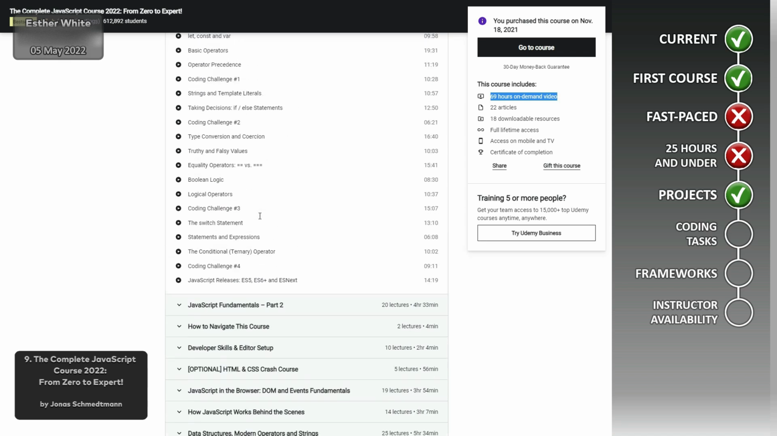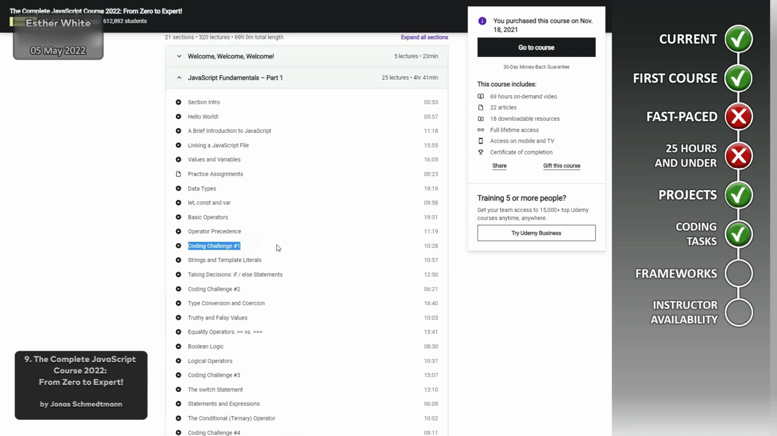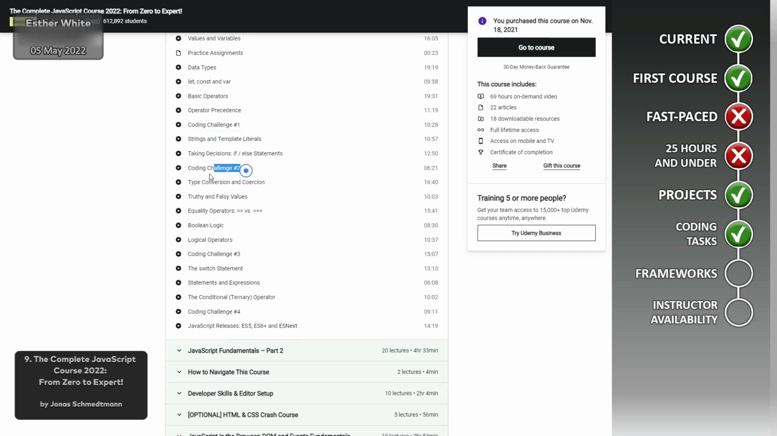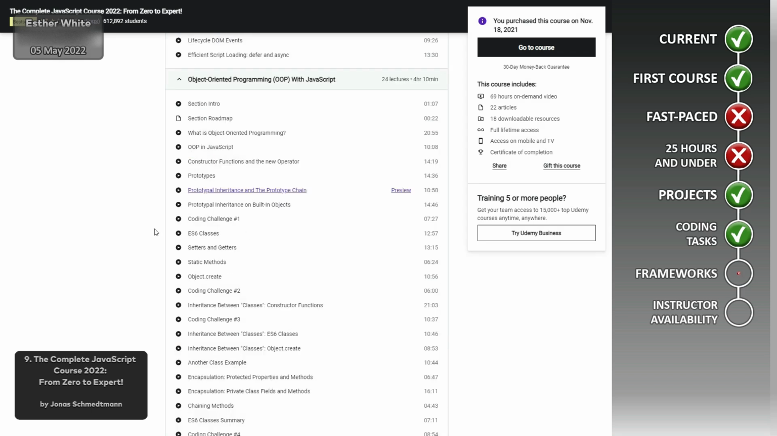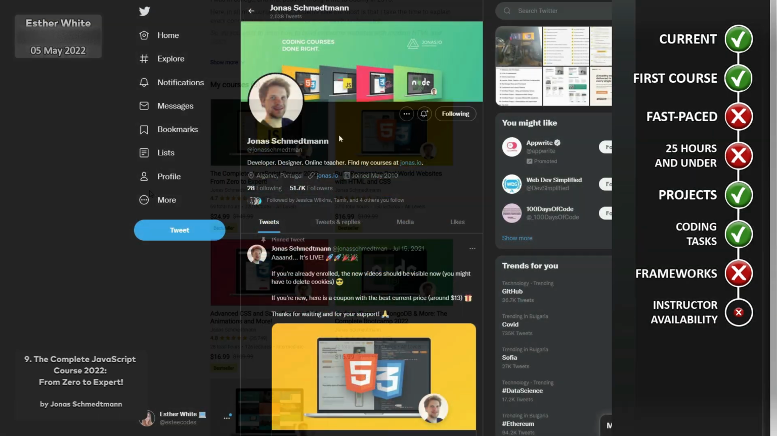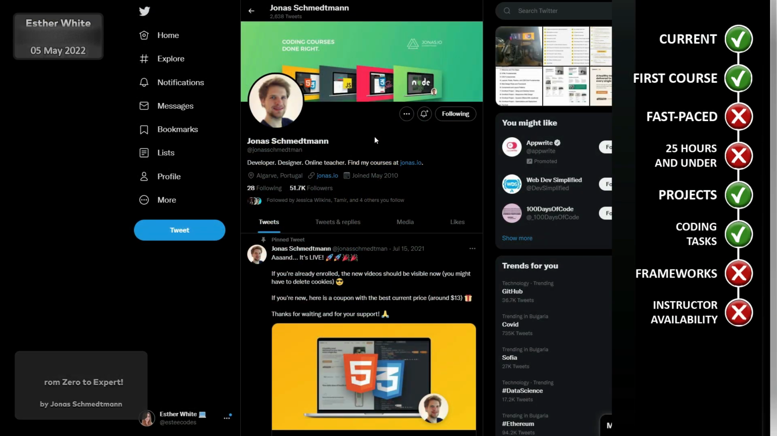Guided practice, I'm also pretty sure there it is. Coding challenges, there are several of them. There are no sections about frameworks in this course. And the last point, I'm gonna say not as far as I am aware.